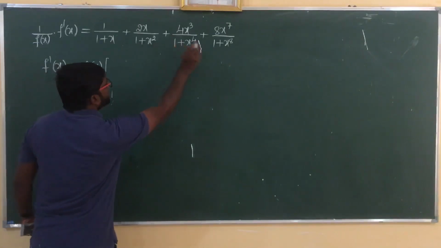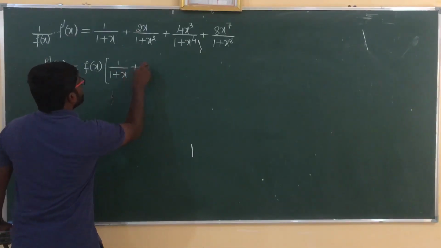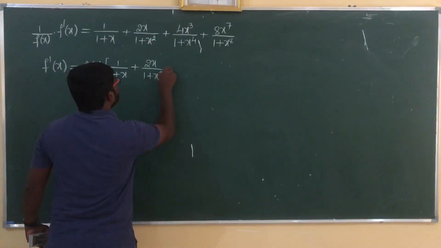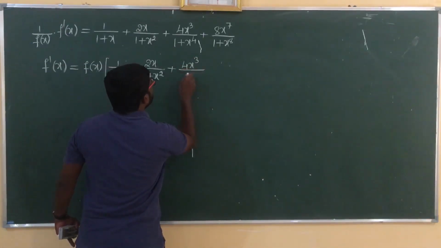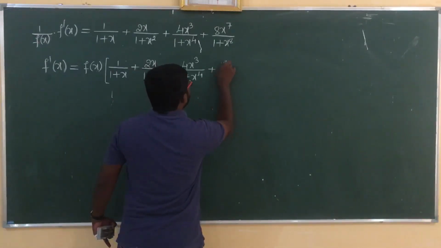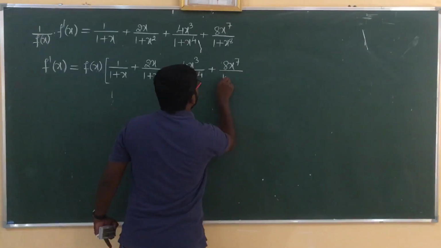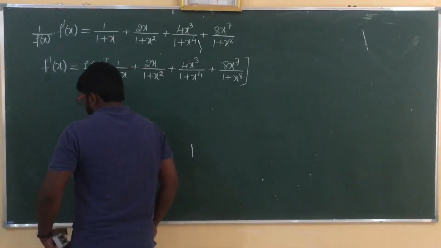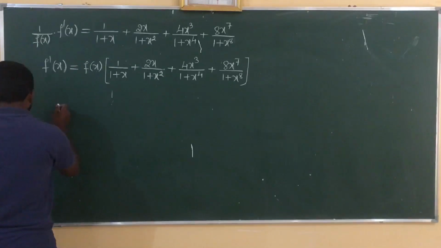I write this entire term as it is: 1 divided by 1 plus x plus 2x divided by 1 plus x square plus 4x cube divided by 1 plus x to the power 4 plus 8x to the power 7 divided by 1 plus x to the power 8. So now we have to replace f of x here. So let us replace f of x.